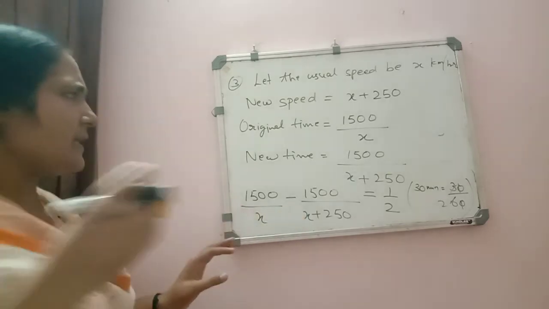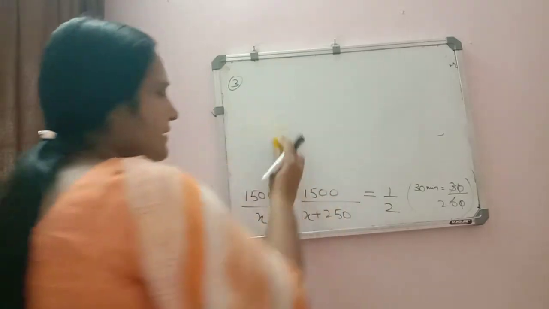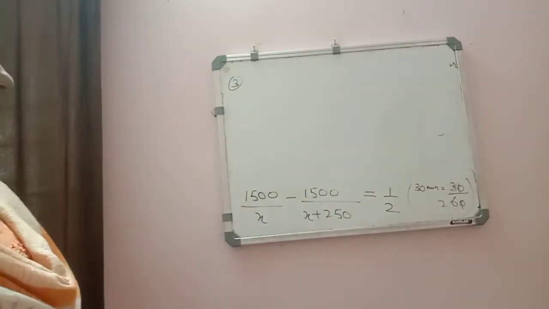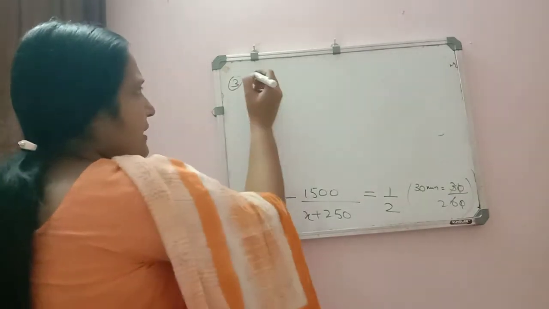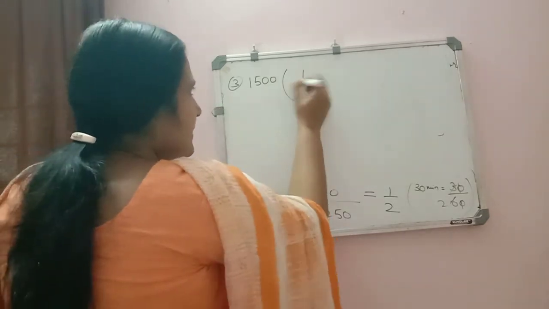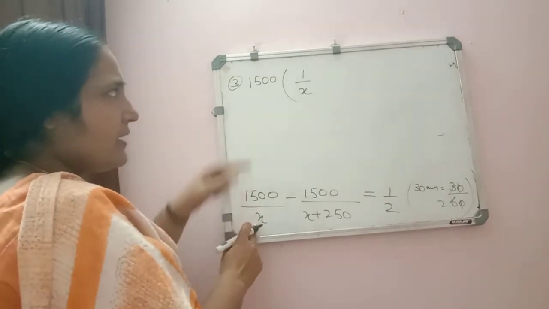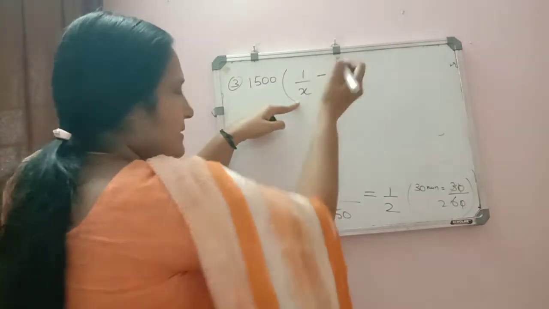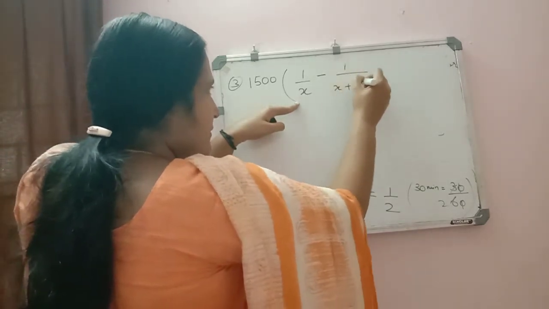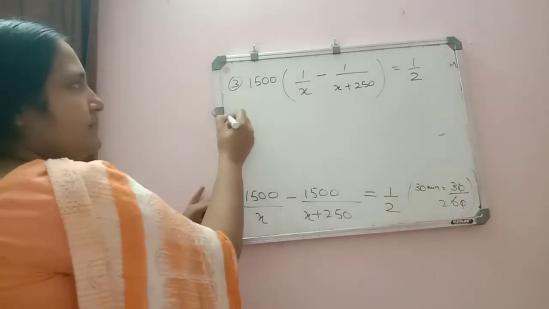Now while doing the calculation, you can take 1500 outside, and then the calculation will be easy. If you don't want to, you can directly do the cross multiplication. Just once I can show you how we take it outside. If I take 1500 outside, then inside the bracket it will be 1 by x minus 1 by x plus 250, which is equal to 1 by 2.